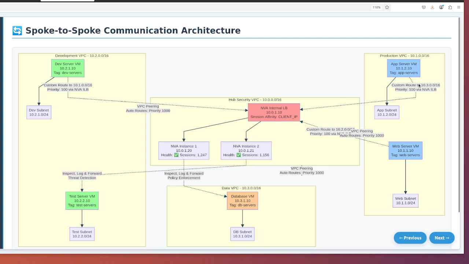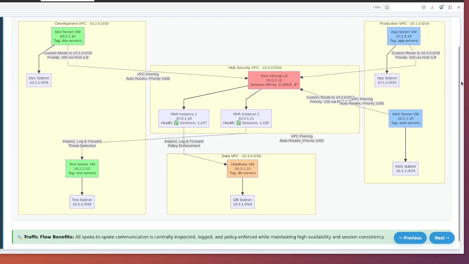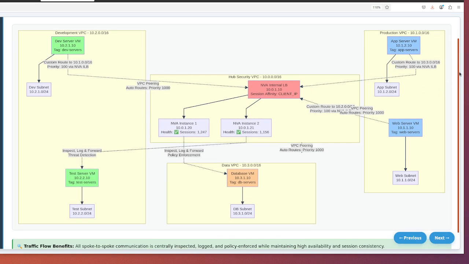Spoke-to-spoke communication architecture. This diagram illustrates how spoke-to-spoke communication flows through our centralized NVA infrastructure in the hub. Let me walk you through the traffic flow and explain why each component is critical. When a web server in the production VPC needs to communicate with a database in the data VPC, the traffic doesn't flow directly through the VPC peering connection. Instead, our custom routes force it through the hub's NVA infrastructure.